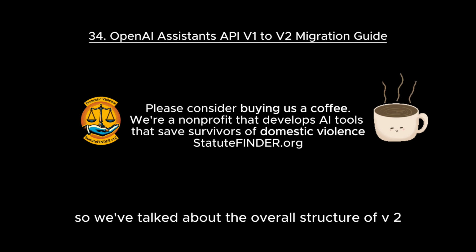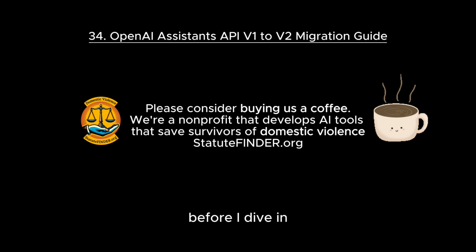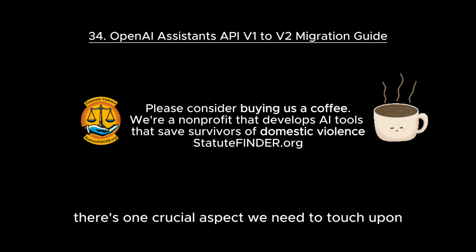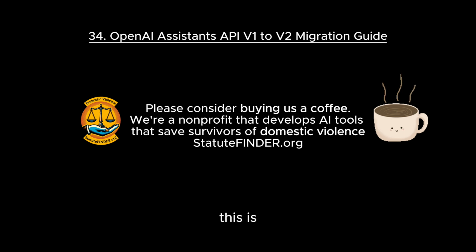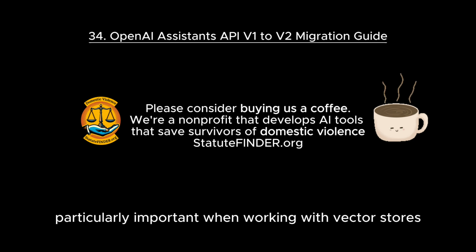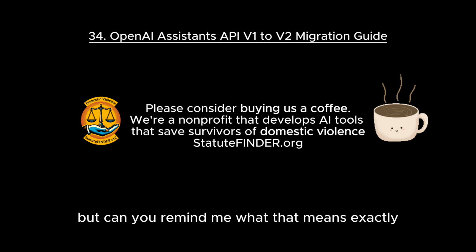So we've talked about the overall structure of V2, the tools, and how to approach the documentation. Is there anything else I should be aware of before I dive in? There's one crucial aspect we need to touch upon, the concept of asynchronous operations. This is particularly important when working with vector stores. Asynchronous operations. That rings a bell, but can you remind me what that means exactly?